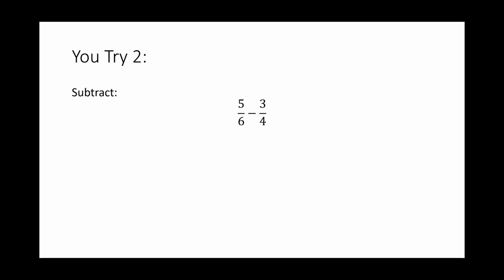Okay, now that you're back, the least common multiple of 6 and 4 happens to be 12 again. So I'm going to multiply this fraction on the left by 2/2. I'm going to multiply this fraction on the right by 3/3. 2 times 5 is 10. 6 times 2 is 12. Minus 3 times 3 is 9, over 4 times 3 is 12. 10/12 minus 9/12 happens to be 1/12. That's going to be our answer, 1/12.